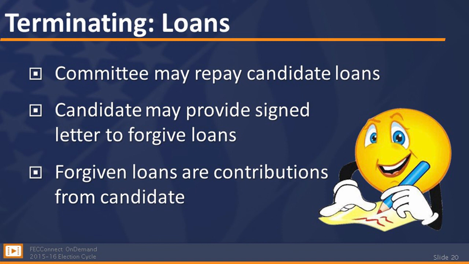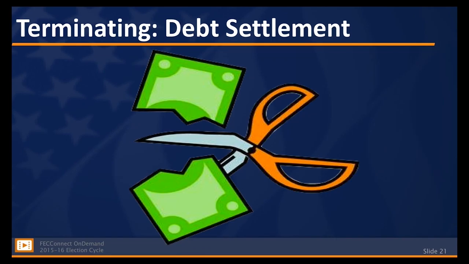Often, candidates loan personal funds to their own campaigns. Your committee may use post-election contributions to repay the candidate. Keep in mind that an authorized committee may not settle any debts if the candidate has another authorized committee that has cash on hand, unless that committee has net debts outstanding greater than or equal to its cash on hand balance.